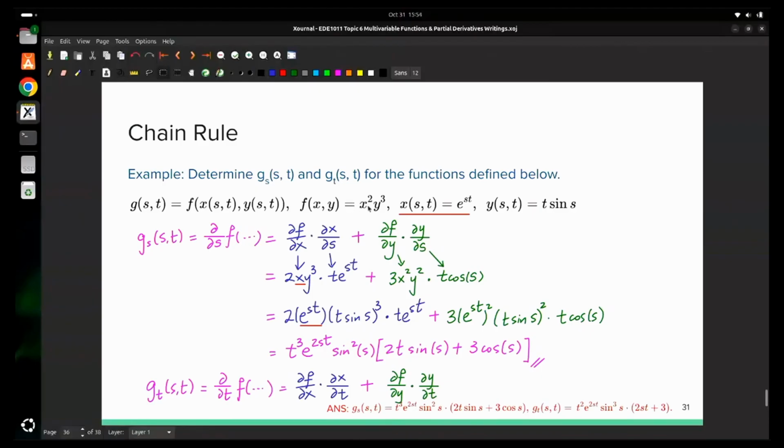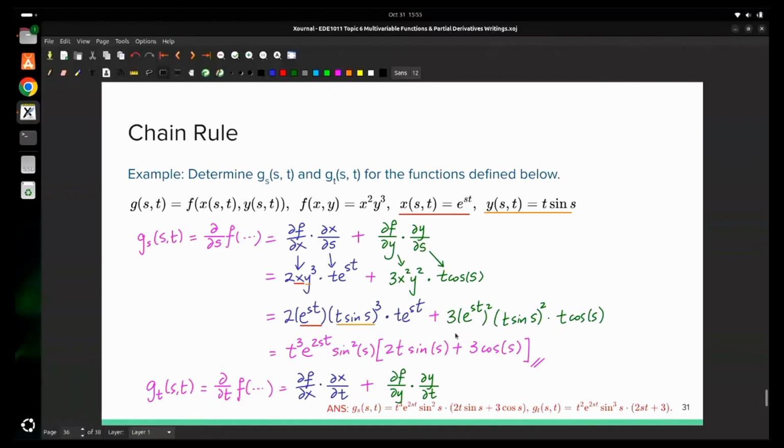So del f del x is what? Differentiate 2x y cubed. Then del x del s, look at this. So differentiate e to the st with respect to s, so t is chain rule brought down. The same goes with del f del y. Bring down the 3, so 3x squared y squared, then del y del s is just t cosine s. Then after that, you need to sub in, because eventually you must have only s and t, no x and y. So just sub in. x is e to the st, y cubed will be t sine s whole thing cubed. So if I underline, maybe looking at something like that. Same thing goes with the second term. You just sub in the functions, simplify, and you get the answer in s and t.